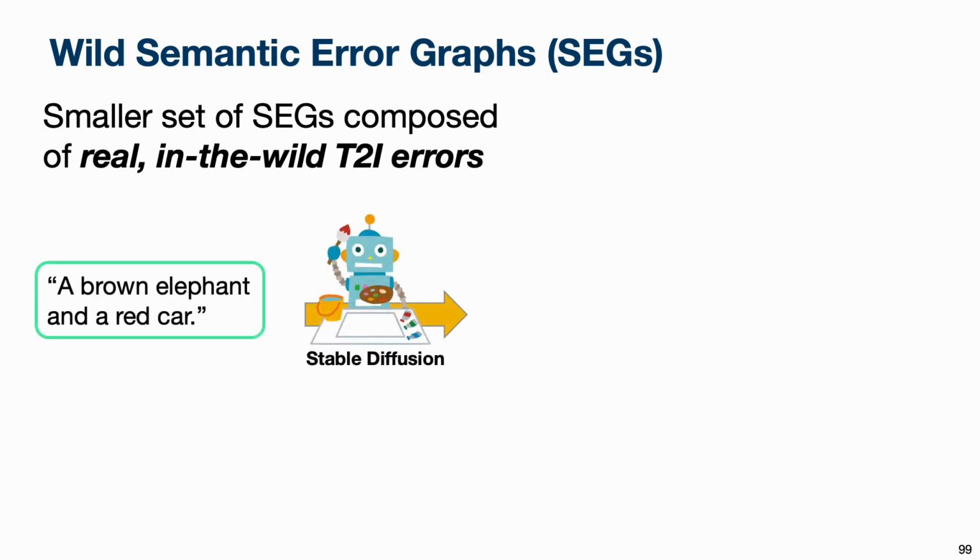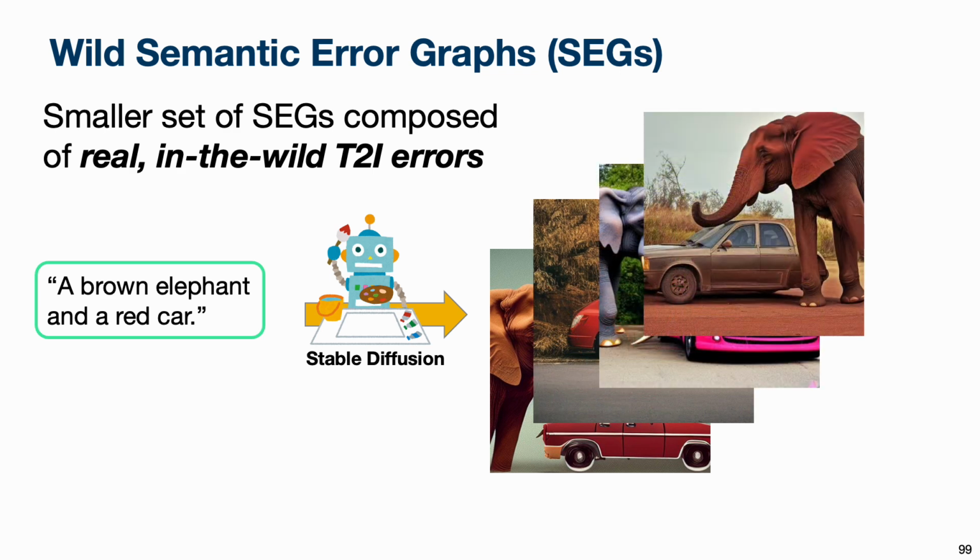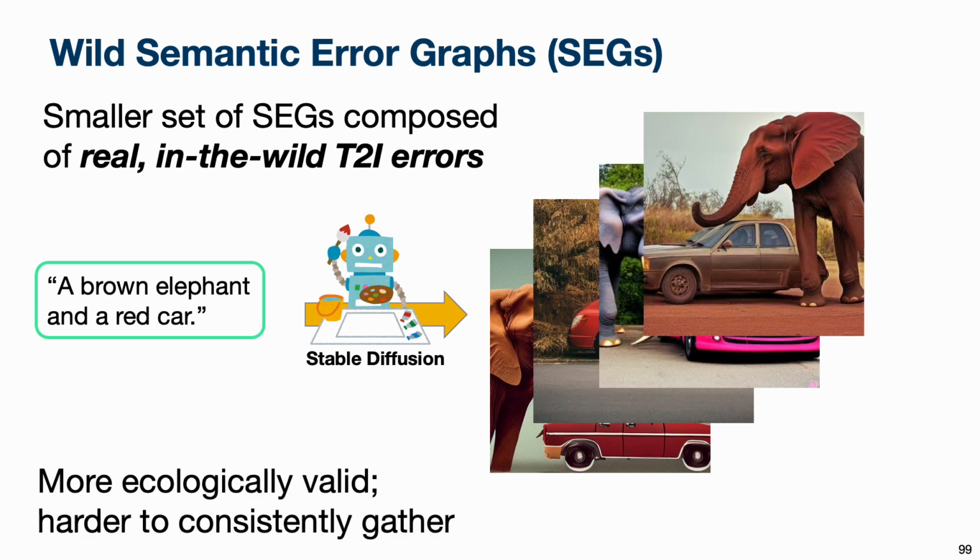So we can ask Stable Diffusion, for example, for a picture of a brown elephant in a red car. And we know that one of the things that text-to-image models really struggle with is proper compositionality. We can then generate a bunch of images relative to this prompt, and our hypothesis is that because these are more ecologically valid and these images are much more closely related, and because these errors are generated through the fundamental incapabilities that vision language encoders have, these examples are going to be harder to classify than those wildly variant, manually designed semantic error graphs from the previous slide.